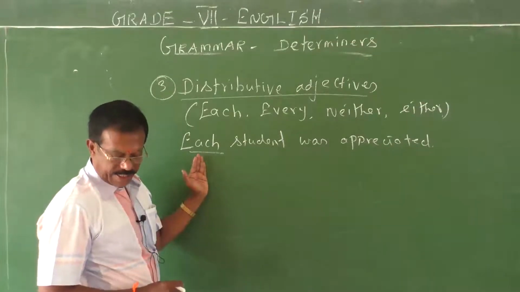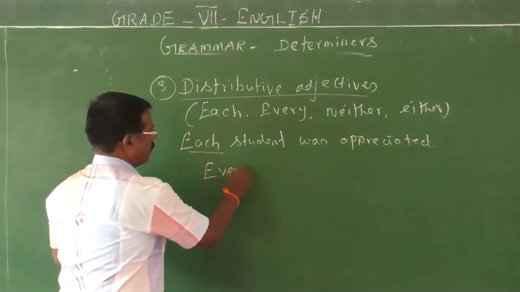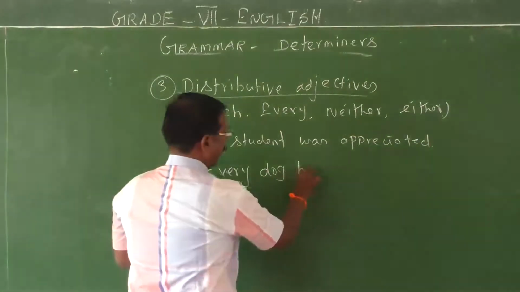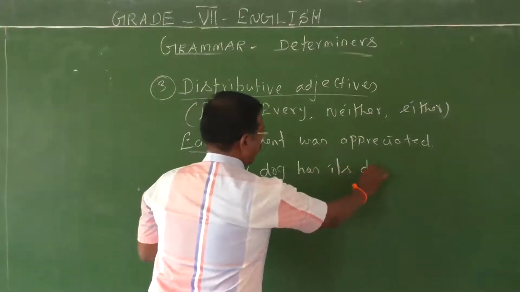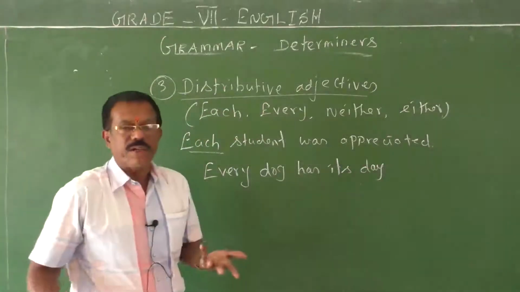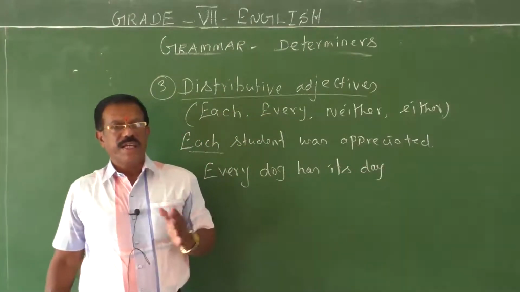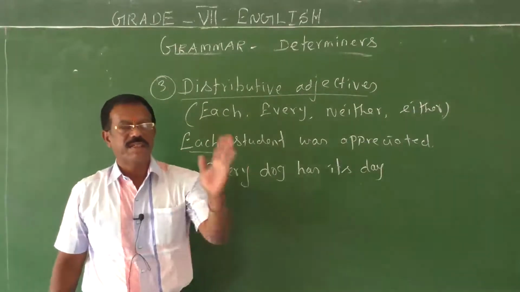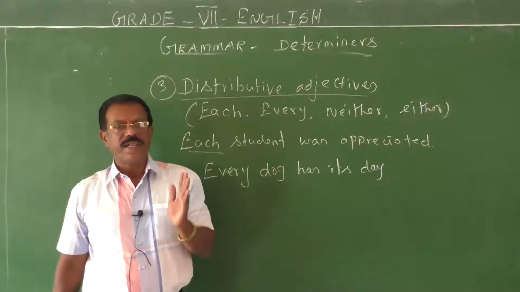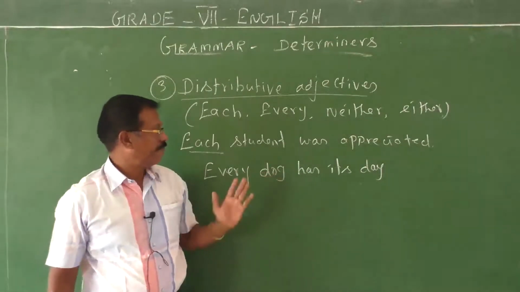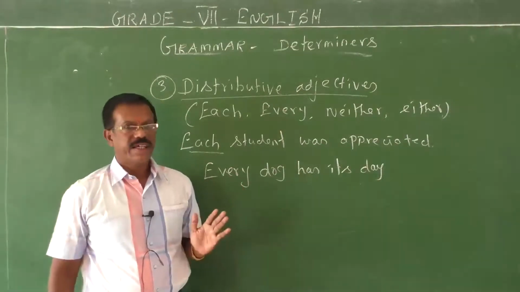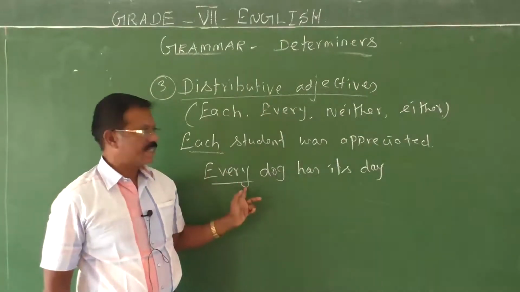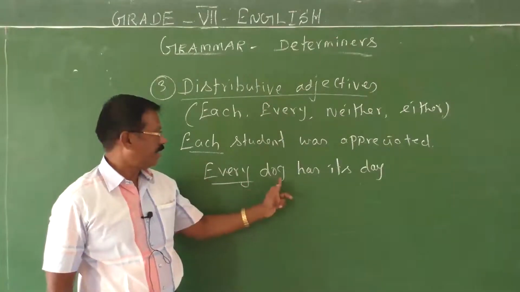Okay, fine. Every dog has its day. Every dog has its day. One good day will come to everyone. That's the meaning of this. Everyone will get a good day. Everyone will be given something in future. So every dog has its day. Here every is a distributive adjective, and it functions as a determiner because it determines the meaning of the noun dog.